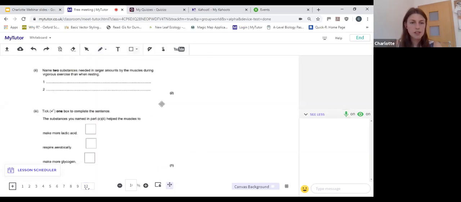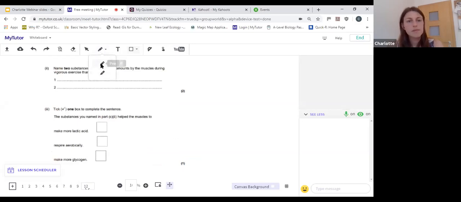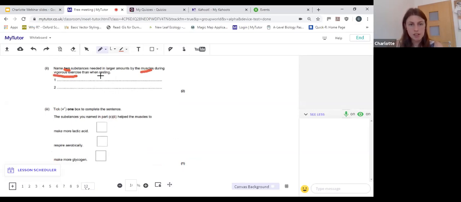Okay, next one. So name 2 substances needed in larger amounts by the muscles during vigorous exercise than when resting. 2 marks for this, so 1 mark for each thing that you can think of that's needed by the muscles when exercising a lot rather than when resting. 2 substances.